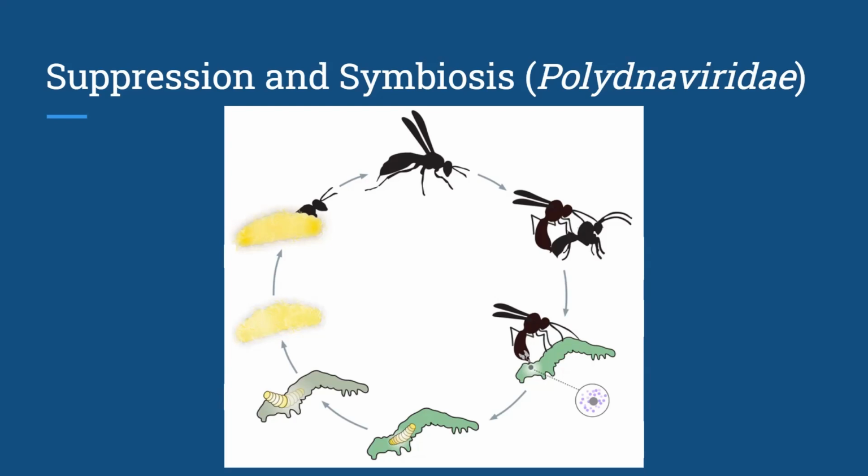It suppresses development of the caterpillar, keeping it from developing into a butterfly until such a time as the wasp larvae hatch, killing their caterpillar wasp host. Female wasps leave with Pollinator proviruses incorporated into their germlines, and the cycle continues.